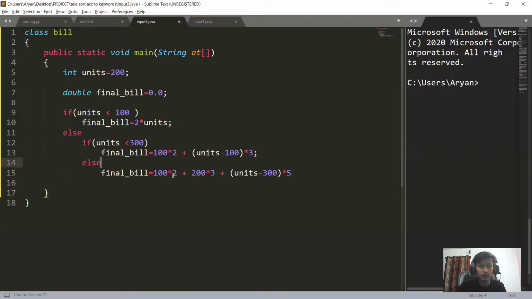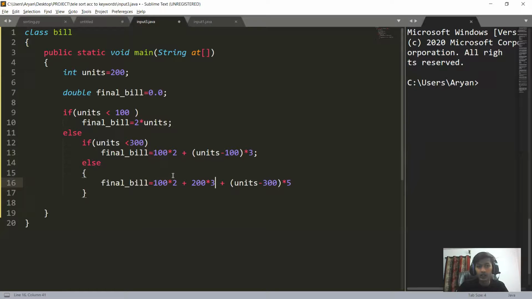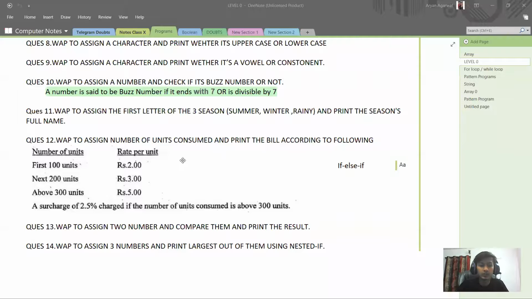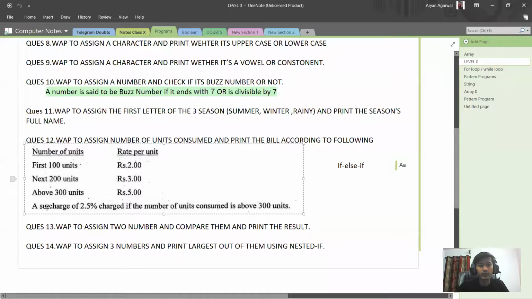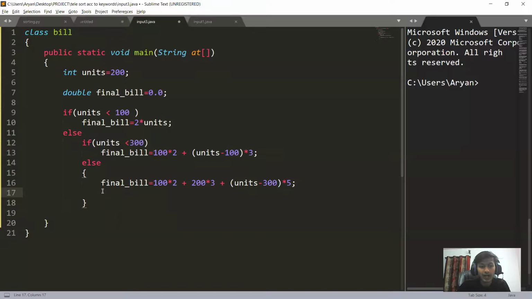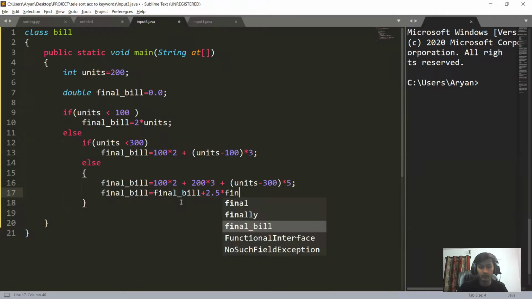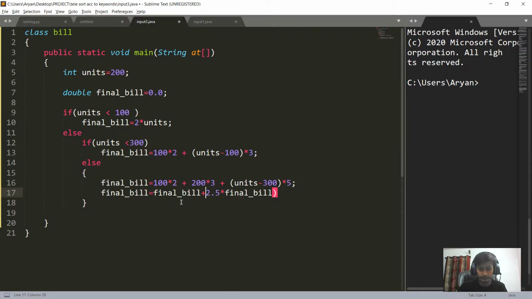We also have one more case: if the units are above 300, then a surcharge of 2.5% is also charged. That means I calculated the final bill, and in this final bill I'll add 2.5% more. Therefore, final bill will be final bill plus 2.5% of final bill, that is 2.5 into final bill divided by 100. Okay, this thing is clear.